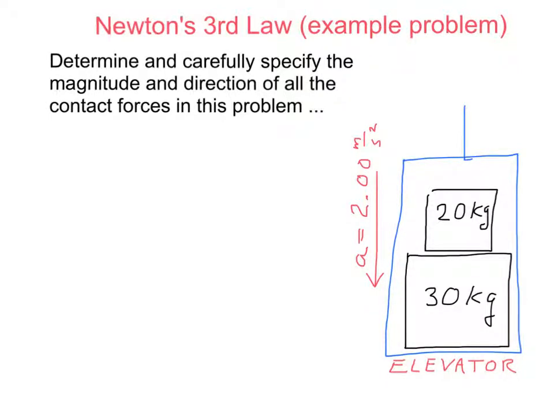Consider the following problem. We have an elevator with two blocks in it, a 30 kilogram block that's resting on the floor of the elevator and a 20 kilogram block that's resting on the 30 kilogram block. This whole thing, elevator, blocks, etc., is accelerating downward at the rate of 2 meters per second per second.